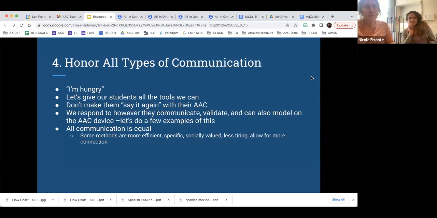iGaze is an access method. It's called indirect direct access. The computer device actually has a module at the bottom where it reads the retinal movement. The person's eyes need to be calibrated to their eye movements, so somebody else can't go on that device and use it. It's calibrated to their eye gaze, or how their eyes move. And it often has to be recalibrated.